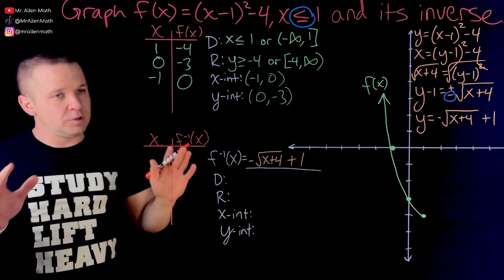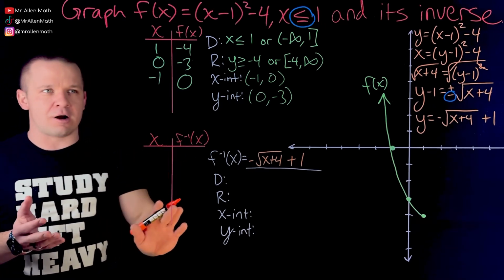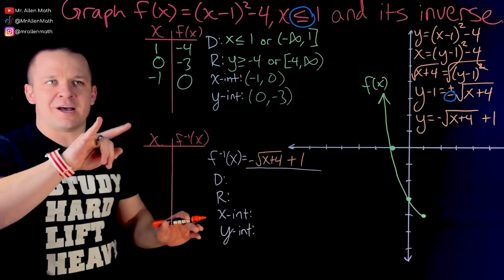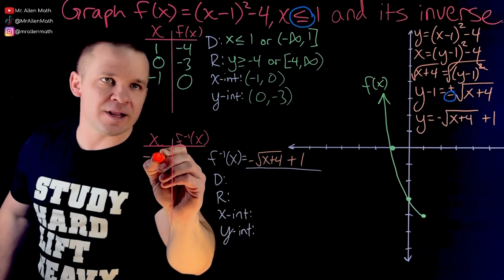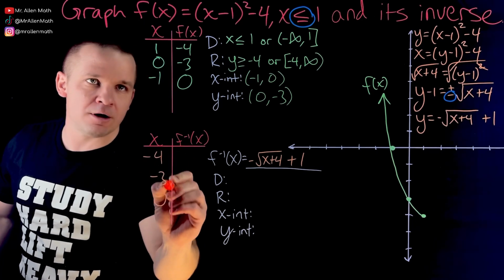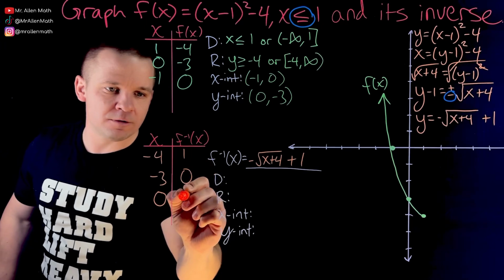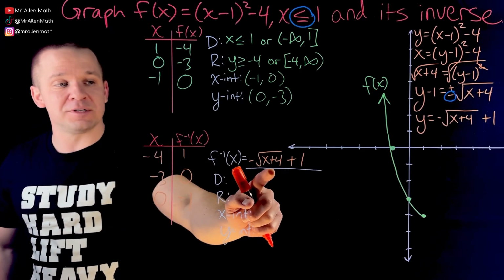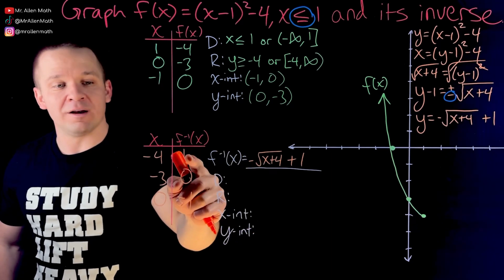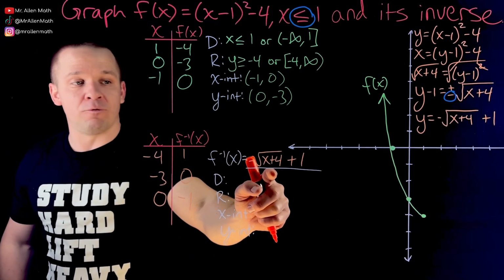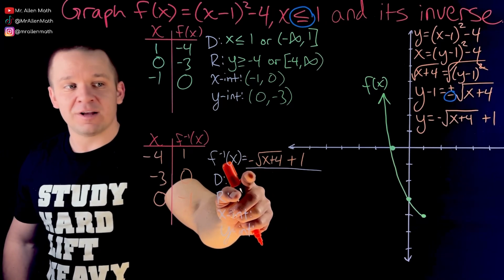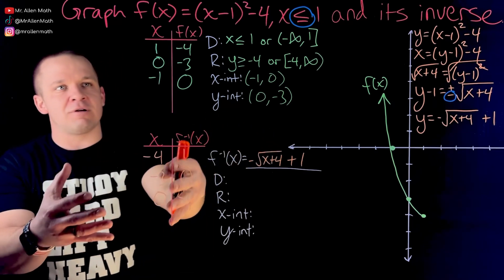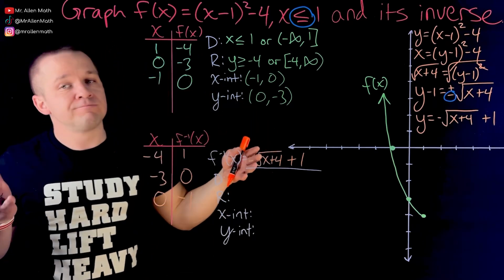So there we go. We've got our inverse equation. Now let's do the t-chart. And you could pick some points in here and fill out the t-chart, or I could just switch my x and y's. So I can go -4, -3, and 0. And then 1, 0, -1. If I plug in -4, that's 0. Square root of 0 is 0. Plus 1 is 1. If I plug in -3, I get the square root of 1, which is 1, but it's negative. -1 plus 1 is 0, and it just all works itself out. So whether you use the equation to graph it or you just swap the x and y's, both ways work.